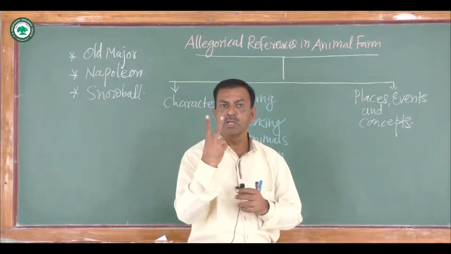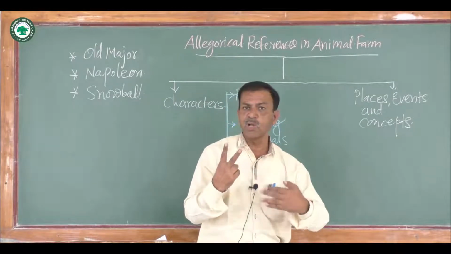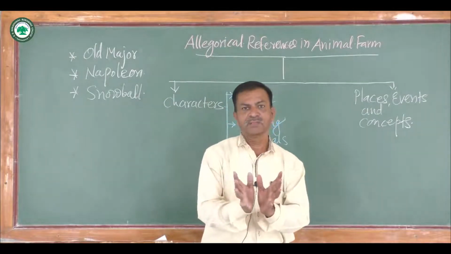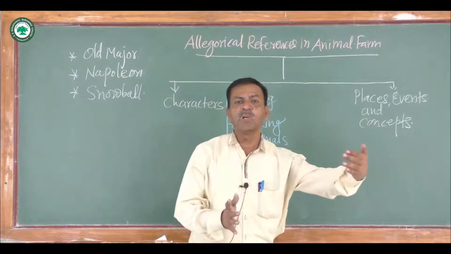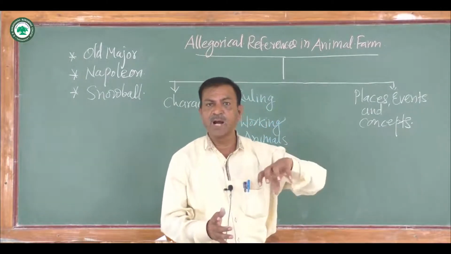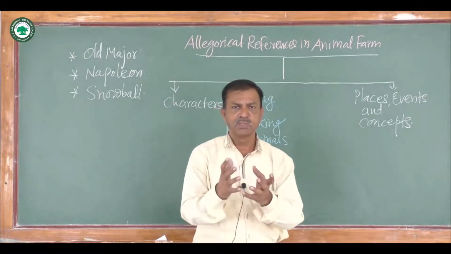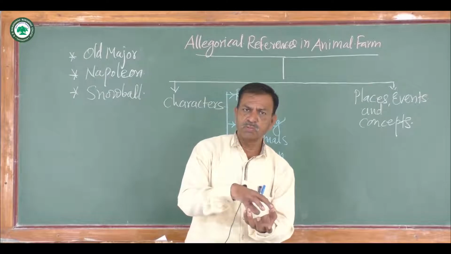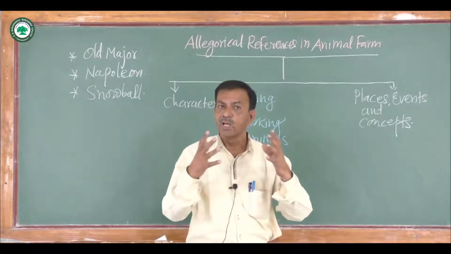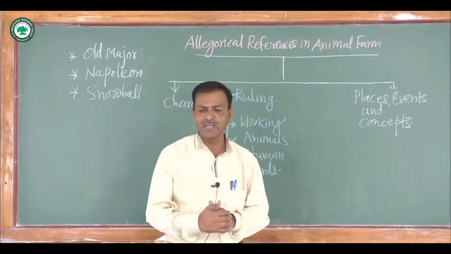And the two important characters are Napoleon and Snowball, both belong to the boar category. Okay, so hierarchically they get the power. So there was a quarrel, a dispute between Napoleon and Snowball, and how this dispute takes place we'll have to study in the novel.